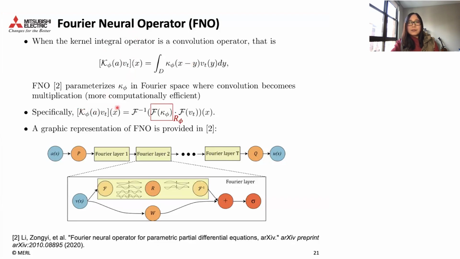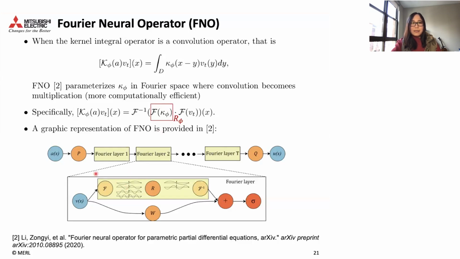So to compute this integration, first we do the Fourier transform for the kernel, and then we do the Fourier transform for the other function. And then we multiply them in the frequency domain, and then we do the inverse Fourier transform to put it back into our physical domain. So instead of parameterizing this integral kernel in the physical space, the Fourier neural operator parameterizes this integral kernel in the Fourier space. So this whole thing is parameterized as R.